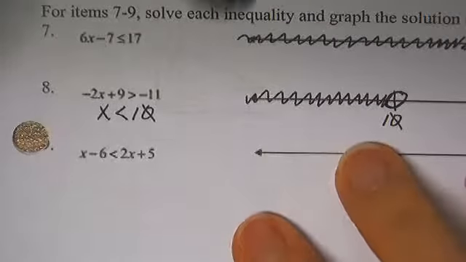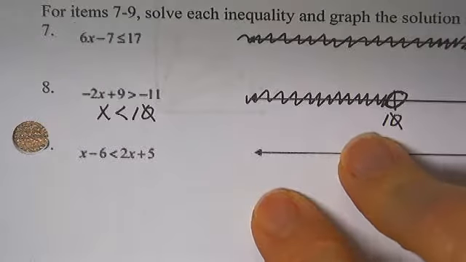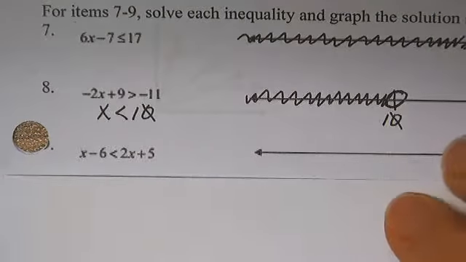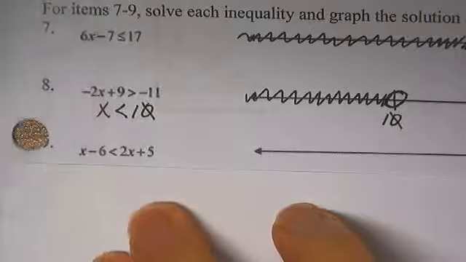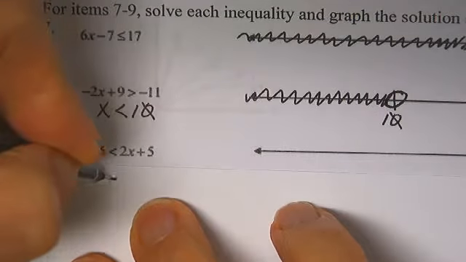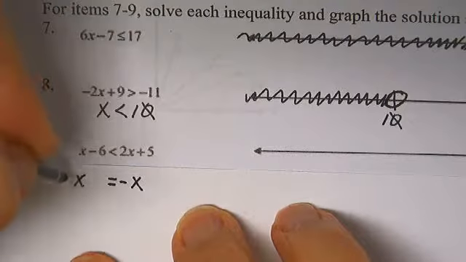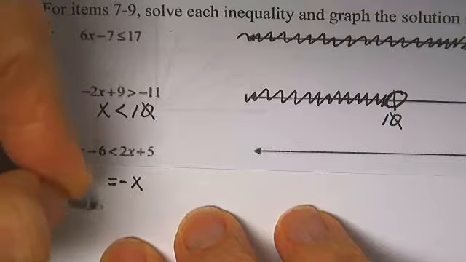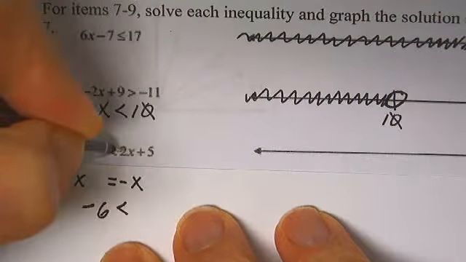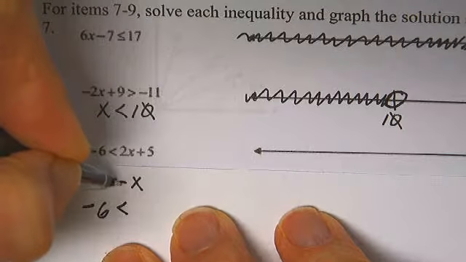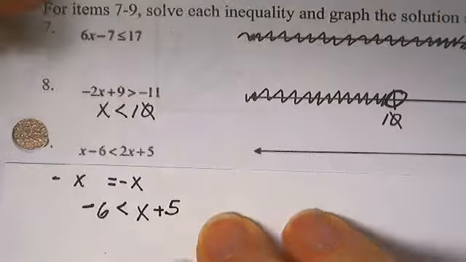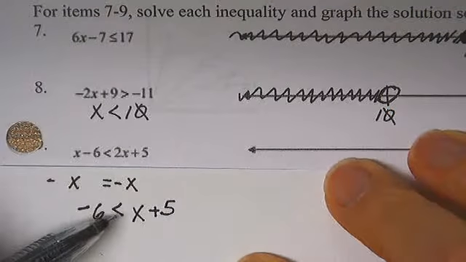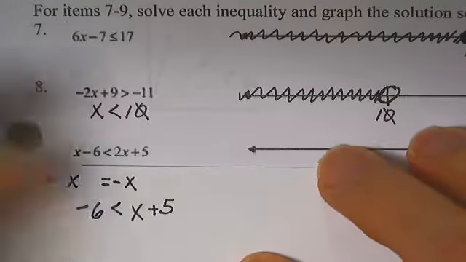And finally, problem 9. Let's see how to do this. Here we go. X minus 6 is less than 2x plus 5. I'm going to subtract x from both sides. X minus x is 0. That gives me negative 6 is less than 2x minus x, which is 1x, plus 5. Negative 6 is less than x plus 5.